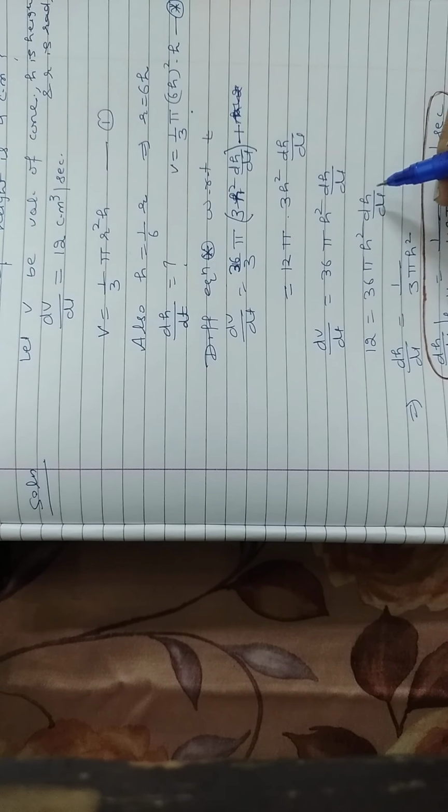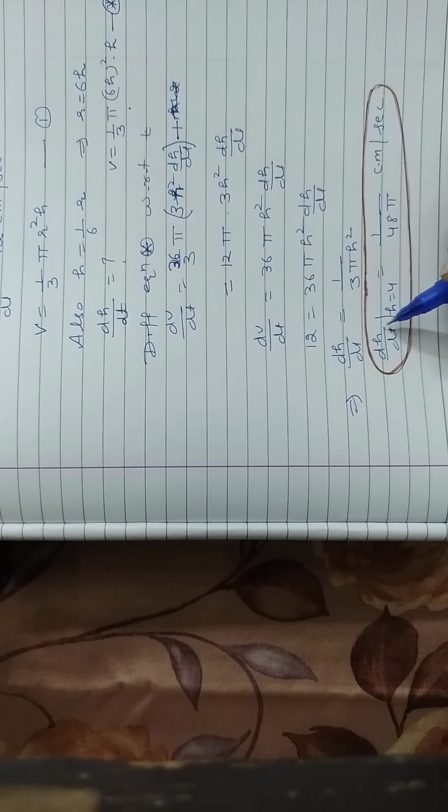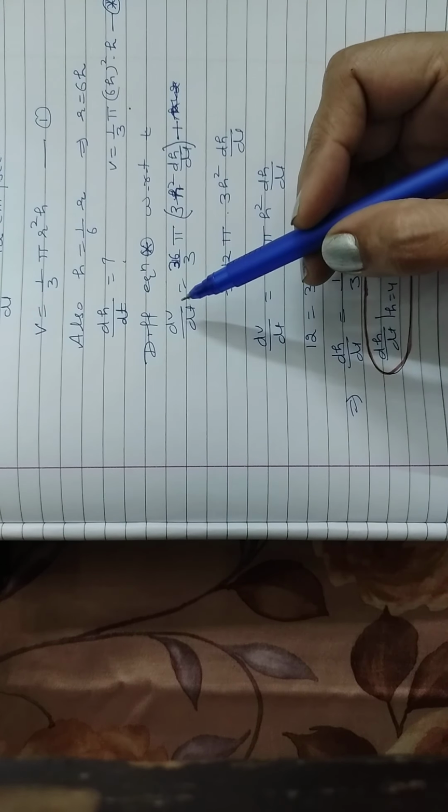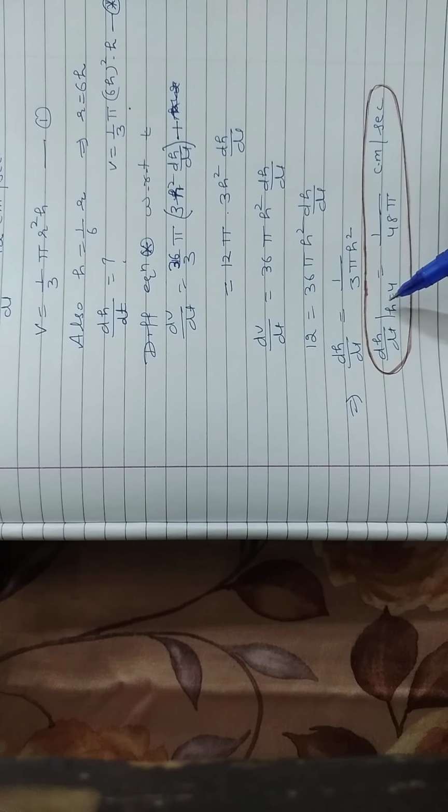So we will get dh by dt, and that will be 1 by 3 pi h square, and after putting the value h is equal to 4, we will get 1 by 48 pi centimeter per second. So this is the rate at which the height of the cone is increasing. Clear? So in these types of questions, one rate of change of quantity is given to you and you have to find the rate of change of the other quantity.